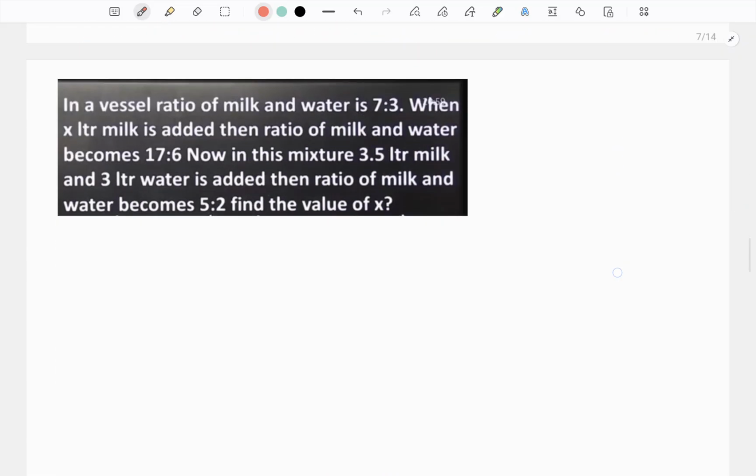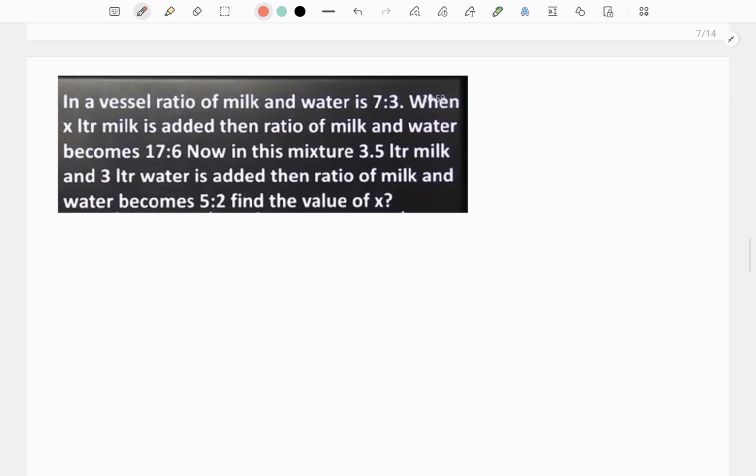Then in a vessel, ratio of milk and water. In a vessel, ratio of milk and water is 7:3. Milk to water is 7:3. Fine. When x liters of milk is added, okay, then the ratio of milk and water becomes 17:6. Now in this mixture, 3.5 liters milk and 3 liters of water.